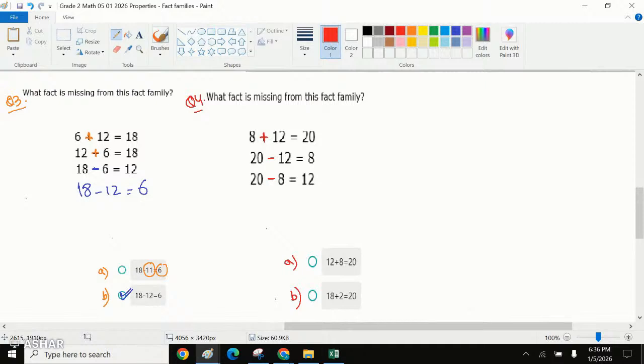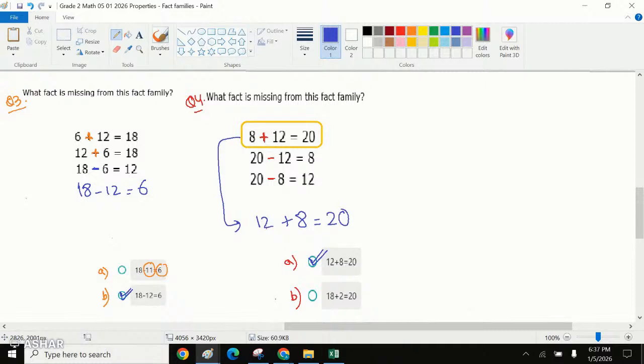So let's look at our addition statement, which is already given in the question. That is 8 plus 12 is equal to, yes, thank you. That is option number A. Thank you for your answer. Option number A is correct, because if we change the statement, it becomes 12 plus 8 would be equal to 20.